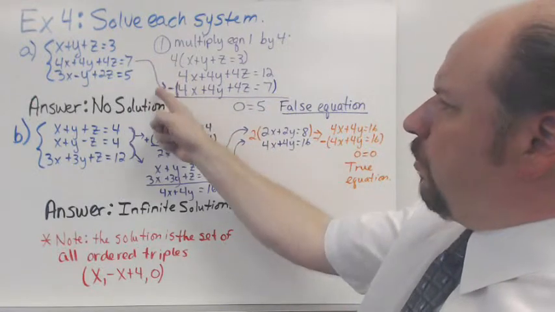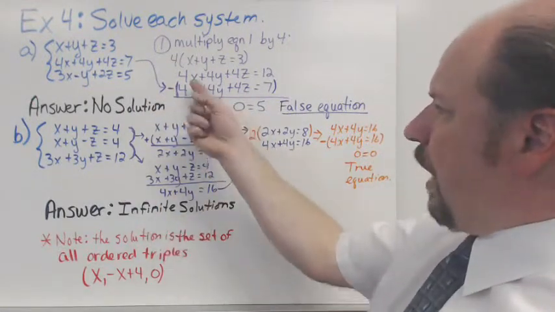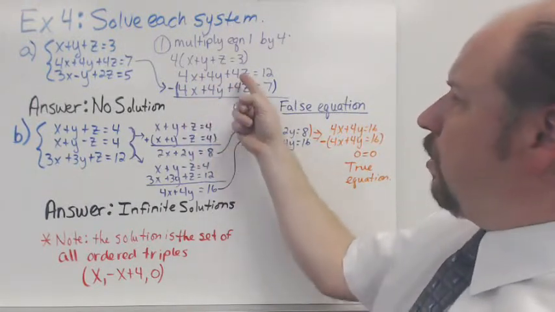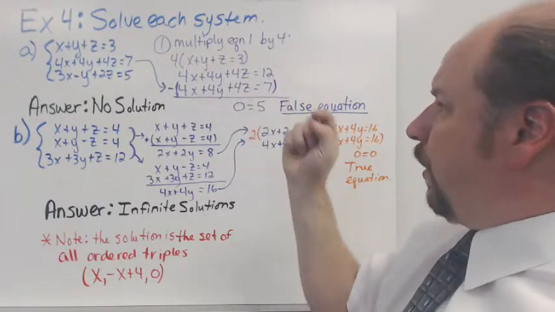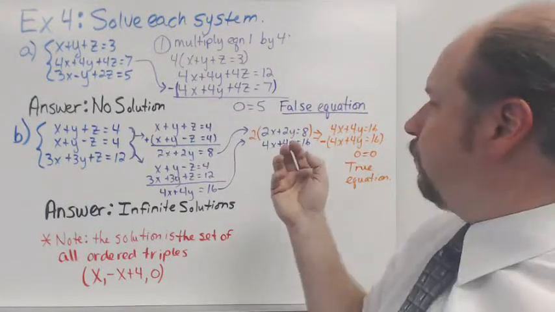And if we bring down this middle equation and subtract the two, notice what happens. 4x minus 4x is 0. 4y minus 4y is 0. 4z minus 4z is 0. And 12 minus 7 is 5. So we get 0 equals 5.